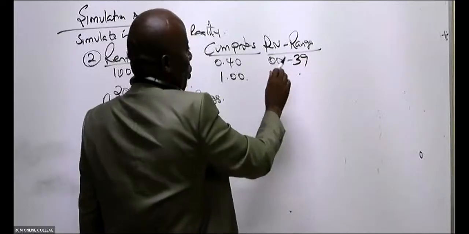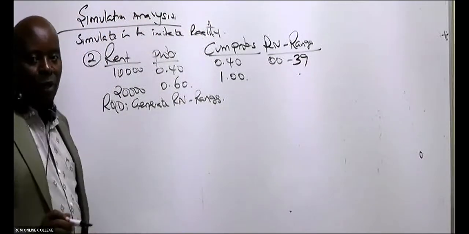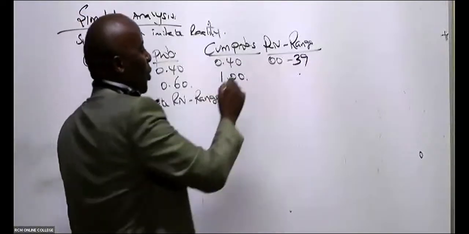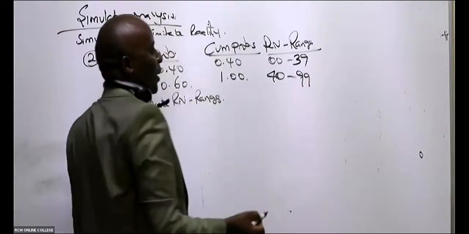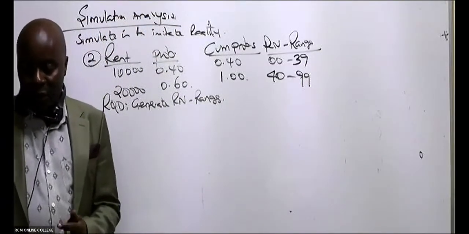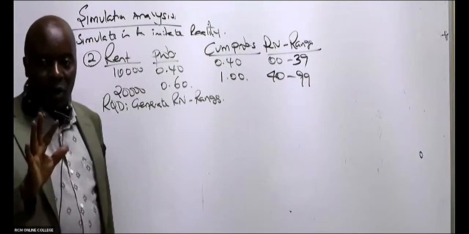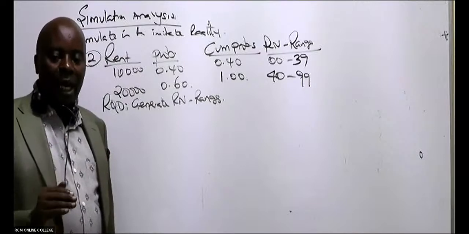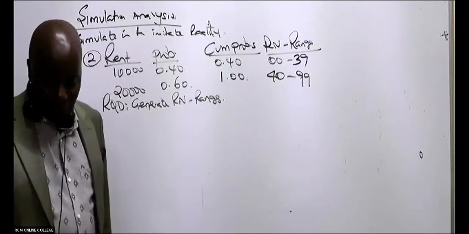From there we take on the next number. The next number after 39 will be 40. So I talk of 40 all the way to what? To 99, isn't it? 40 to 99. Anybody who has a question, if you have got questions, feel free to ask them. If you are comfortable up to here, let us go straight away to a past paper question.